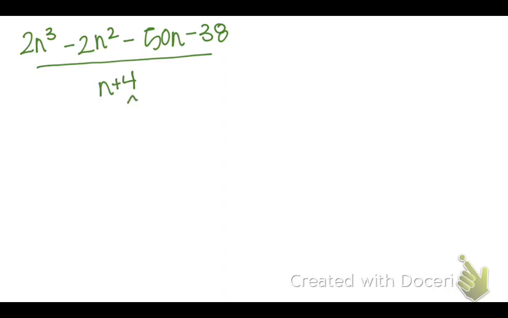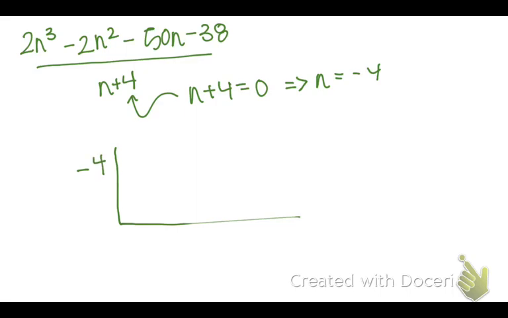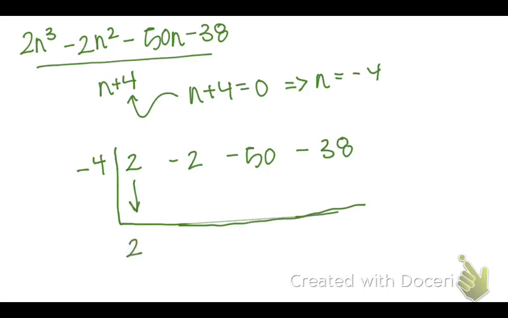Well, I'm going to set this n plus 4 equal to 0, and I get n equals negative 4. So this is going to be negative 4. And then inside I have 2, negative 50, and negative 38. Okay, I bring down that first term, and then I multiply.